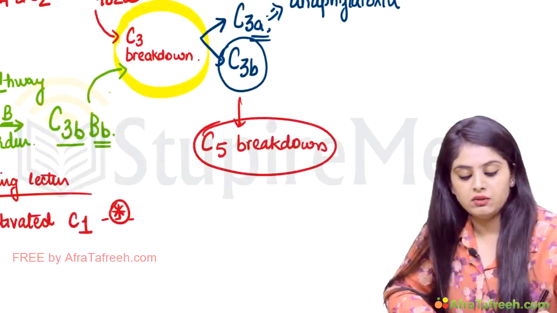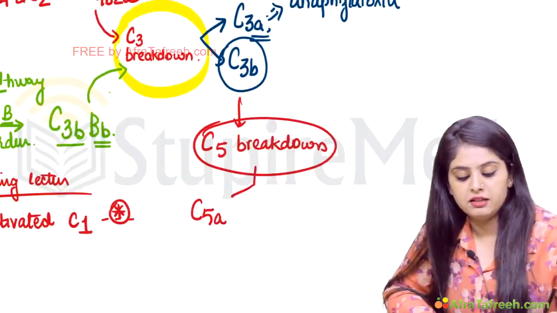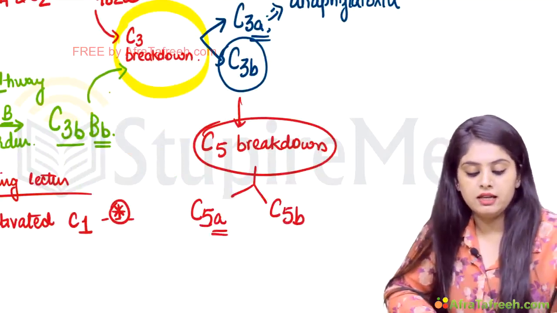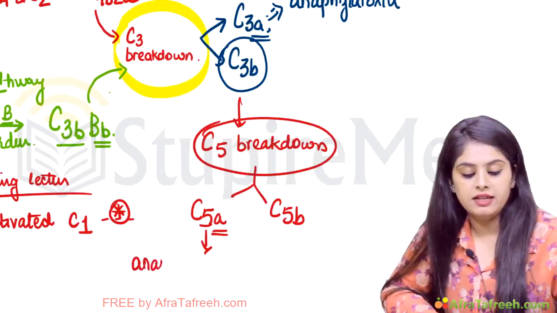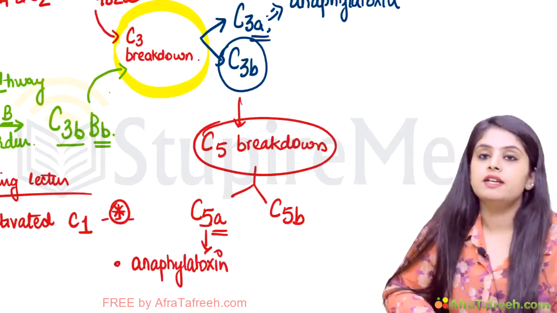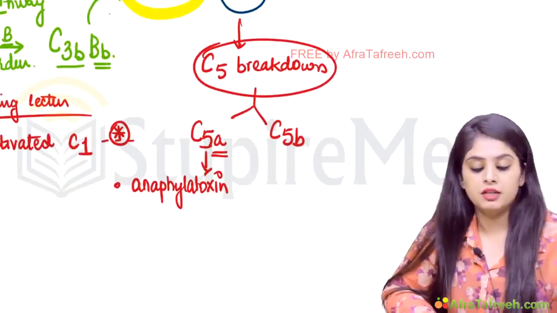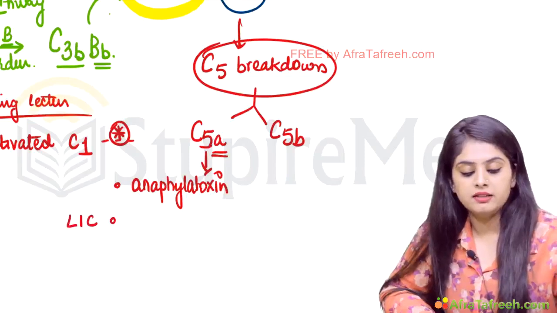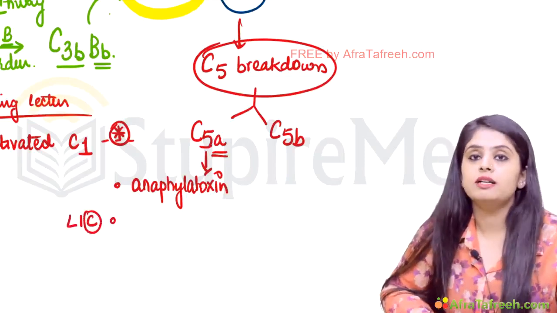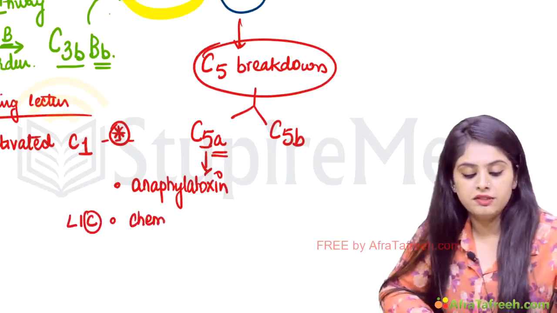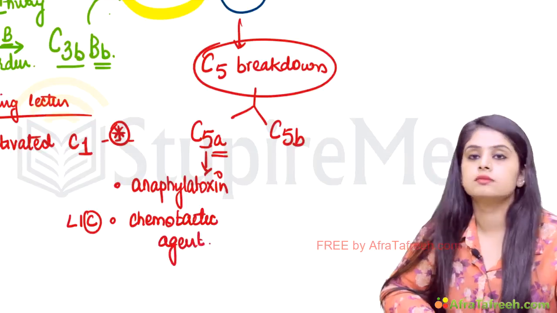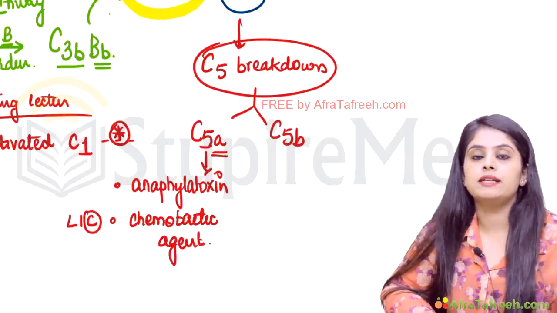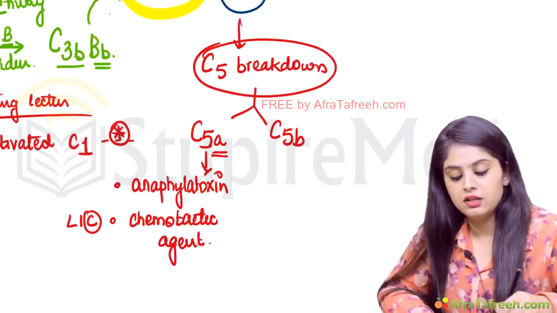And this C5 breakdown will occur again into C5a and C5b. We know A again will go away, it will act as an anaphylotoxin. Anywhere else where we have read about C5a? Remember we did a mnemonic LIC for chemotactic agents. So C was for C5a, this is a chemotactic agent. It goes away, it can act as a chemotactic agent, it can act as an anaphylotoxin.